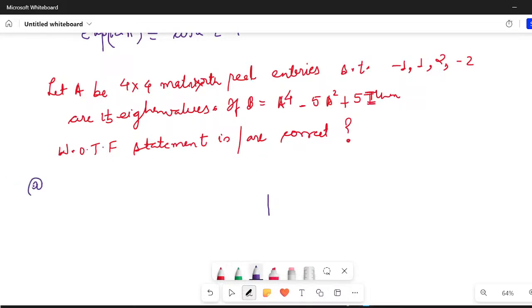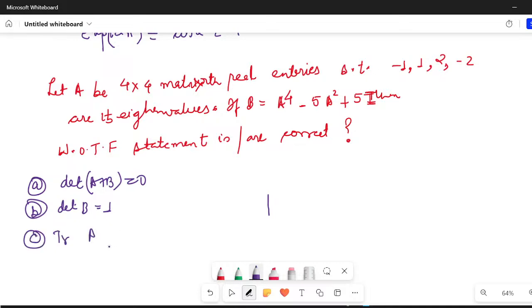Option number 1, determinant of A plus B equal to 0. Option number 2, is simply determinant of B is equal to 1. Option number C is trace of A minus B is equal to 0. And option number D is trace of A plus B is equal to 4.